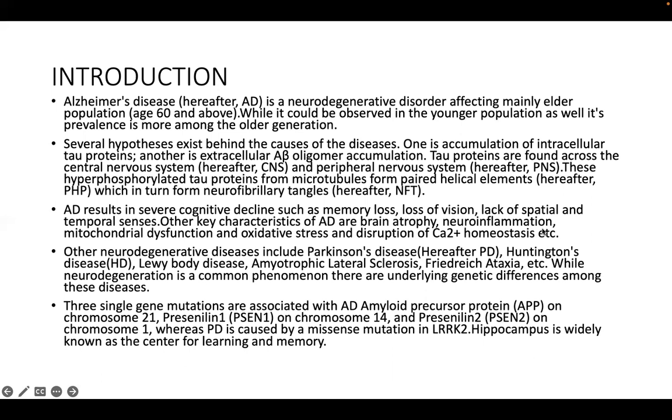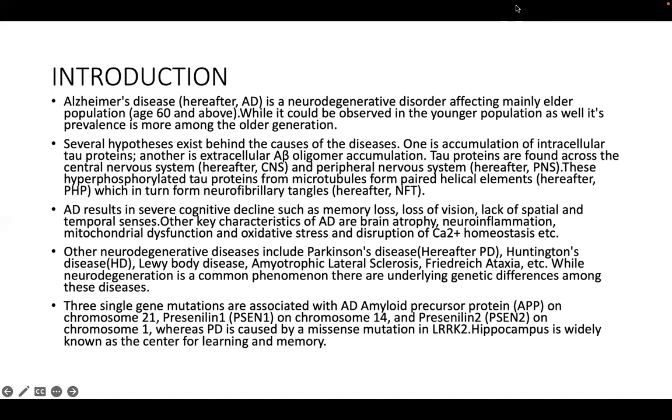Other neurodegenerative disorders include Parkinson's disease, Huntington's disease, Lewy body disease, amyotrophic lateral sclerosis, Friedreich ataxia, etc. Three single gene mutations are associated with AD: amyloid precursor protein on chromosome 21, presenilin 1 on chromosome 14, and presenilin 2 on chromosome 1.